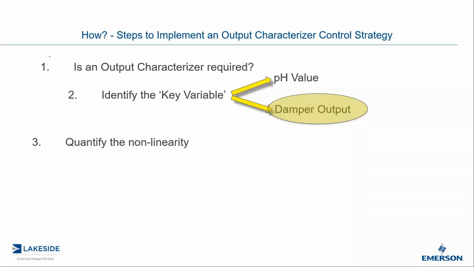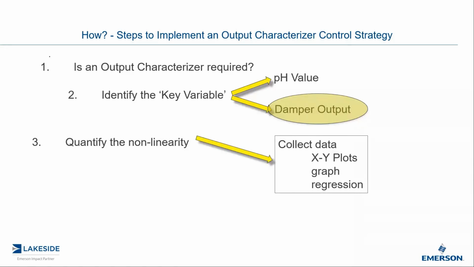We need to quantify the nonlinearity. We need to understand that nonlinearity, because once we know that, we will be able to undo it. We do that by collecting data, XY plots, graphs, and doing a regression analysis. Once we understand that, we'll be able to undo that nonlinearity. Essentially, we're going to linearize it, and that will make our job a lot easier.